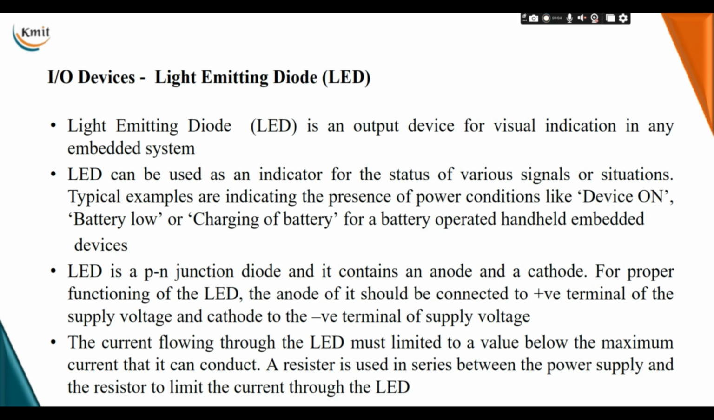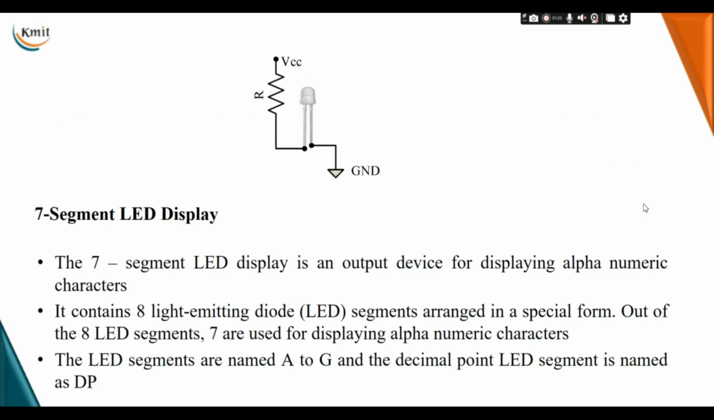The current flowing through the LED must be limited to a value below the maximum current that it can conduct. A resistor is used in series between the power supply and the LED to limit the current through the LED. So this is the diagram for the LED. VCC power supply is one pin, the other pin is connected to the ground, and this is the resistor.